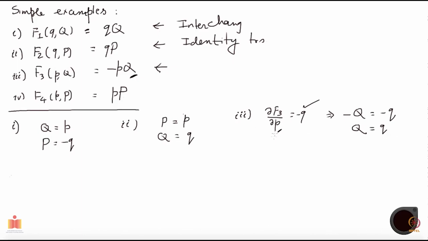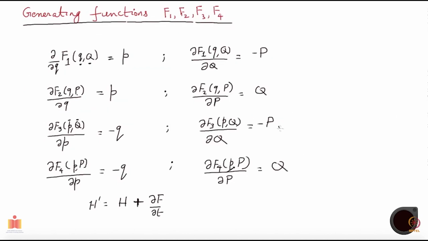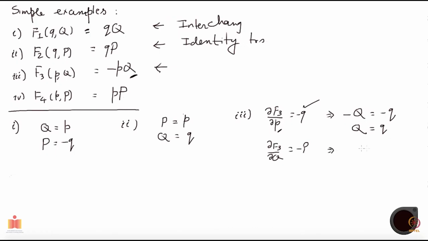And doing the same thing for the other equation, this one, we can again see this here. If you take the derivative of f3, which is p times capital Q, with respect to capital Q, you are left with minus small p, and minus small p is equal to minus capital P, which means capital P is the same as small p. The new momentum is the same as the old momentum, which means it is again an identity transformation.